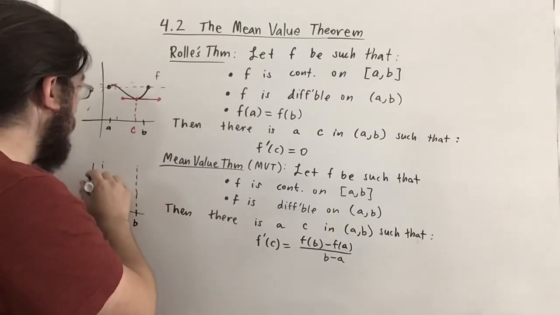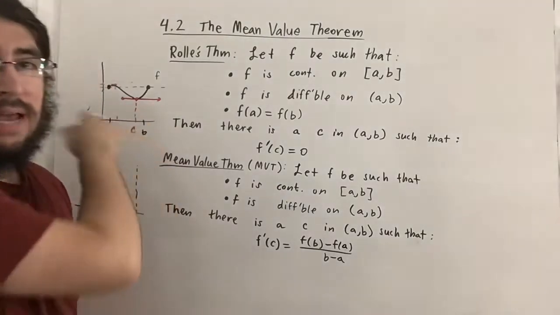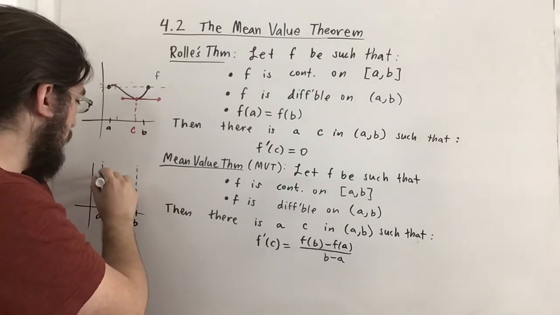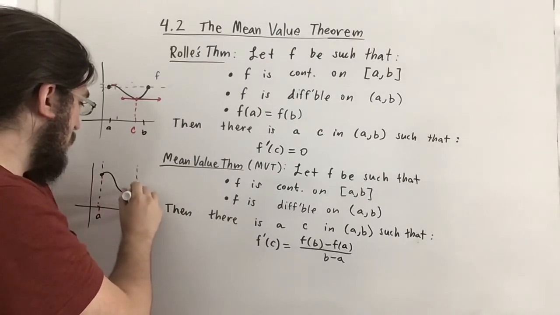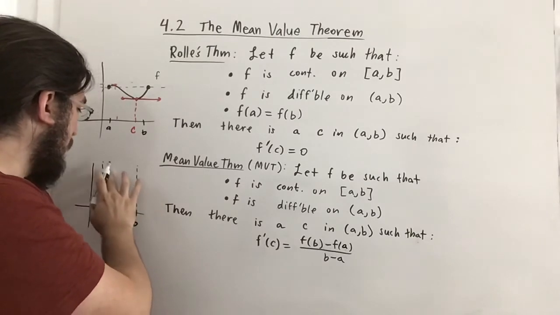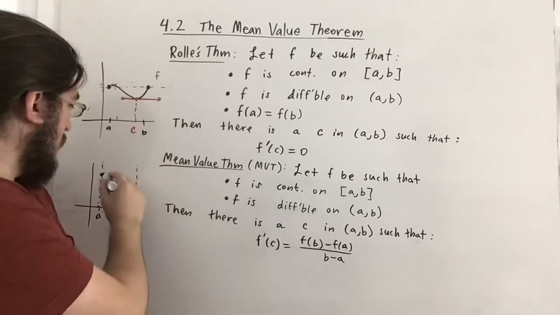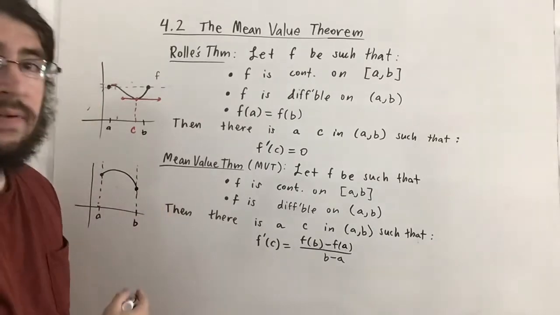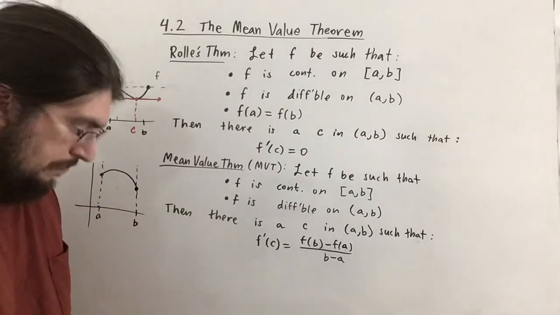And for Rolle's theorem, obviously I made it so that the endpoints have the same y value, but for the mean value theorem, it's not necessarily the case. So in fact, no, I'm going to do it like this actually. Instead of making a curve in between, I'm just going to do some arc like that. So clearly f of a is larger than f of b in this case.